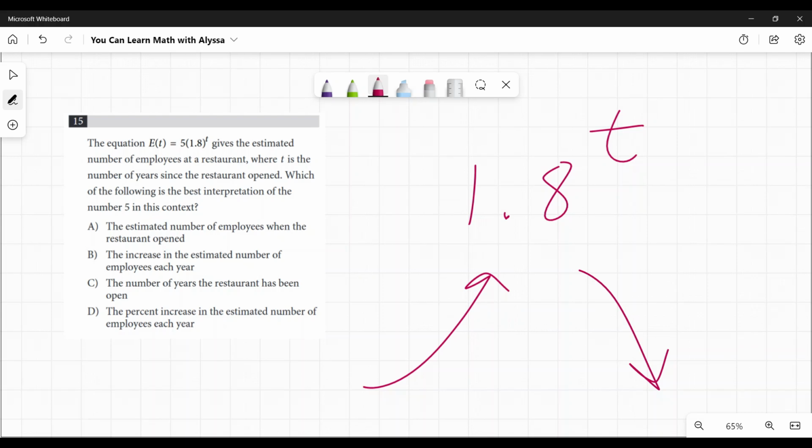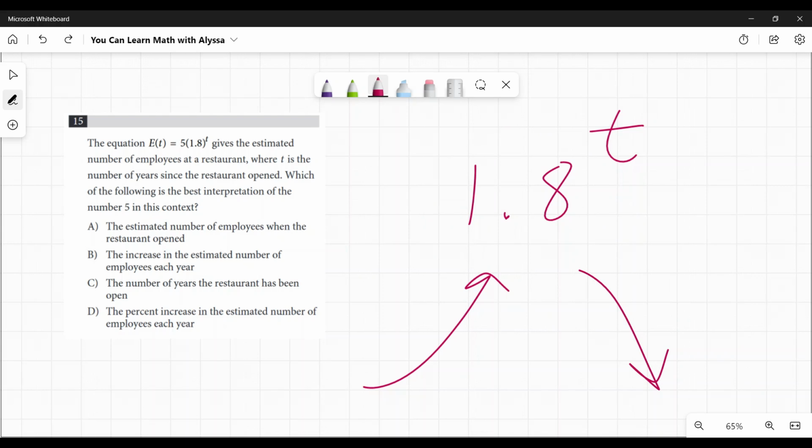Seems a little odd, like the restaurant would be growing infinitely, constantly. Hey, it's a math problem. It's not reality, but no, it doesn't make much sense. So here we're assuming that it is growing by 80%, which is what that 1.8 means. It's growing by 80% every year. They are almost doubling their number of employees every single year.